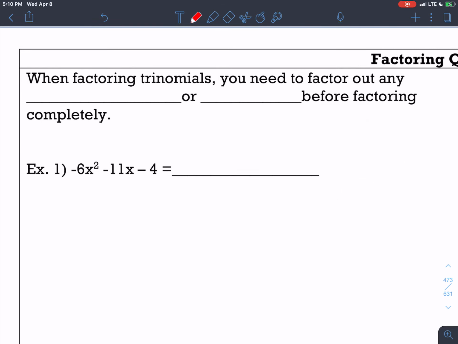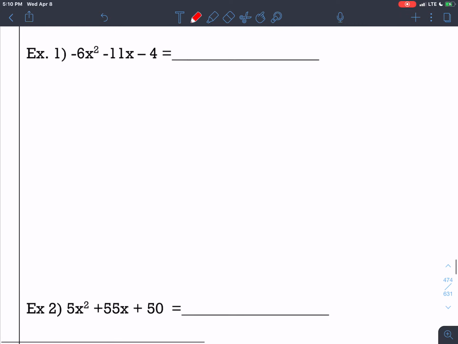When factoring trinomials, you need to factor out any negative or greatest common factors before factoring completely. The reason is, if you don't, you're going to get all kinds of crazy numbers. So I'm going to take a look at my very first example.